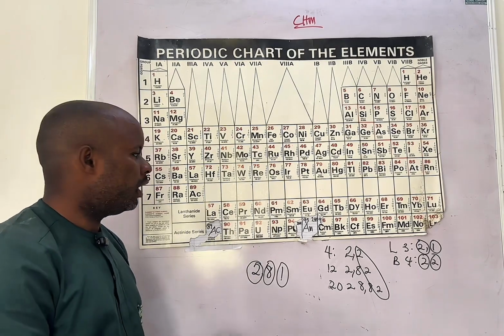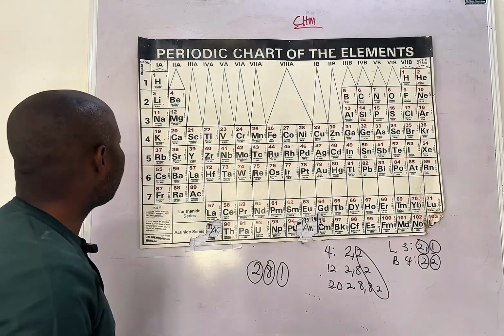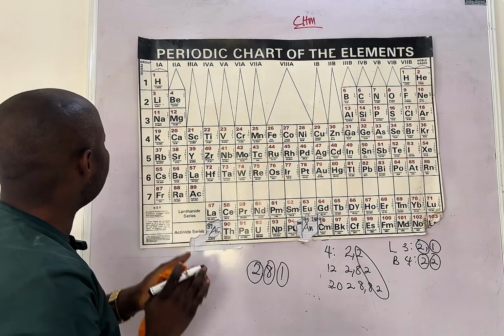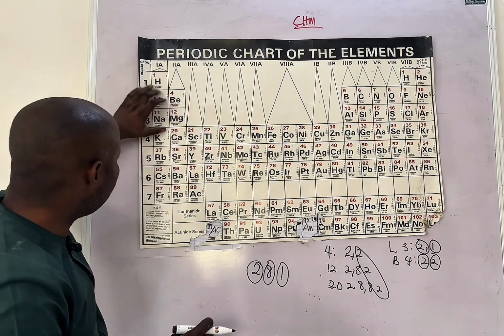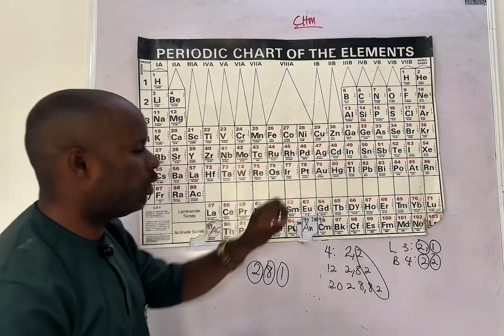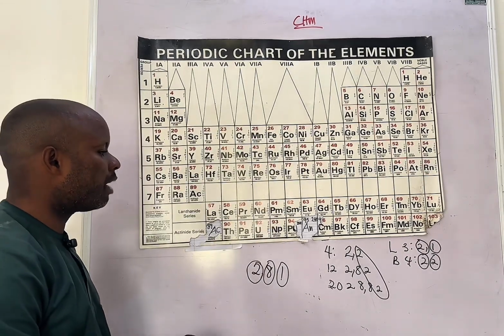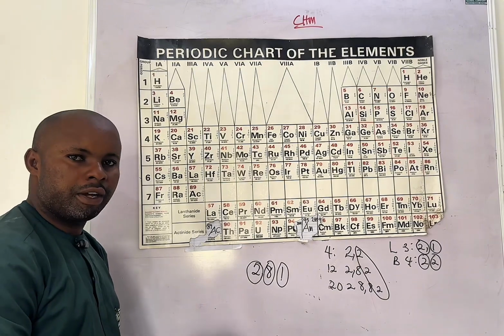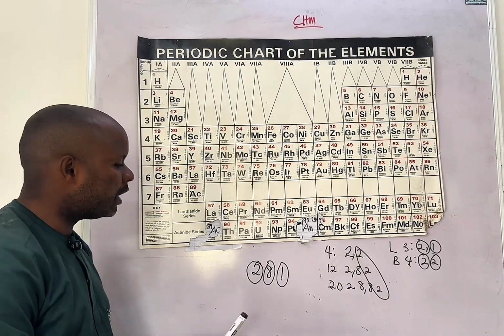By so doing, let's recap the features of a periodic table. It contains the group, the vertical column, and the period, the horizontal row. In this aspect, we're now going to talk about the blocks in the periodic table.